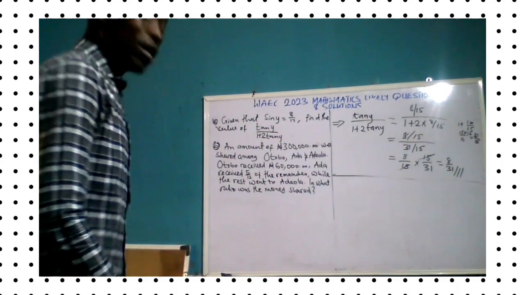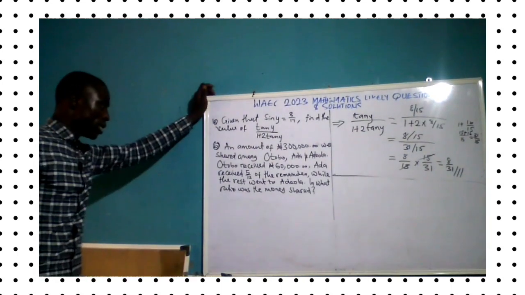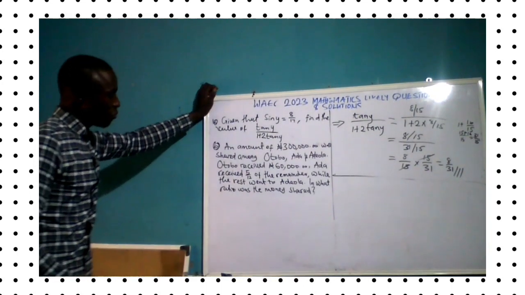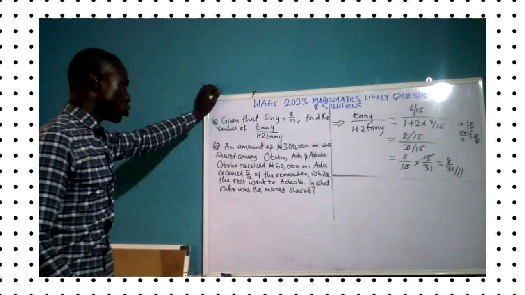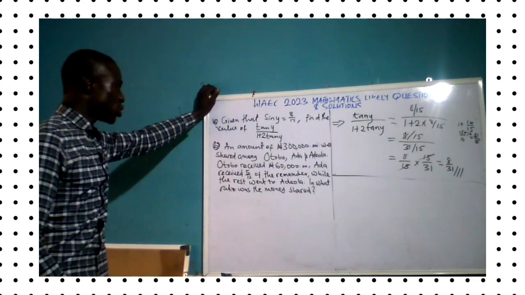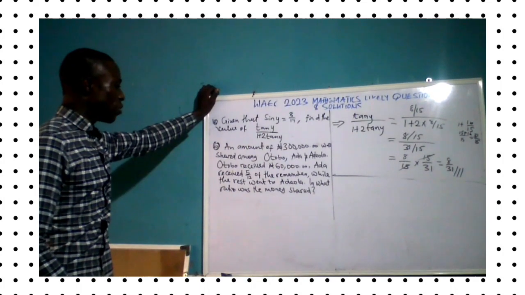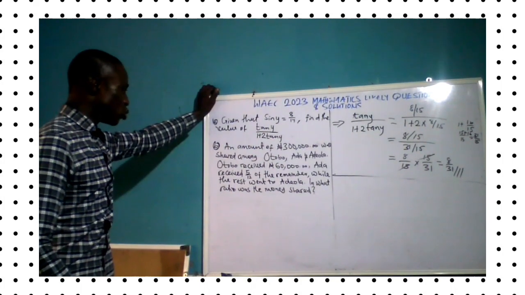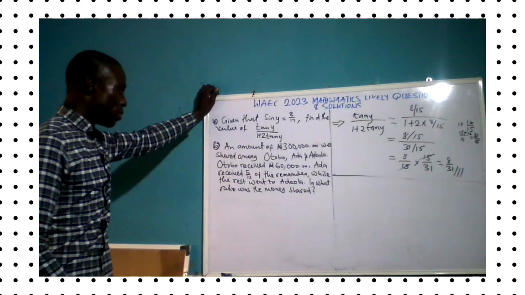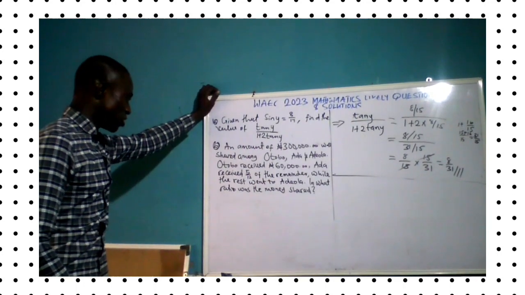Now let's take question number 1b. An amount of 300,000 naira was shared among Otobo, Ada, and Adiola. Otobo received 60,000 naira. Ada received 5 over 12 of the remainder, while the rest went to Adiola. In what ratio was the money shared?